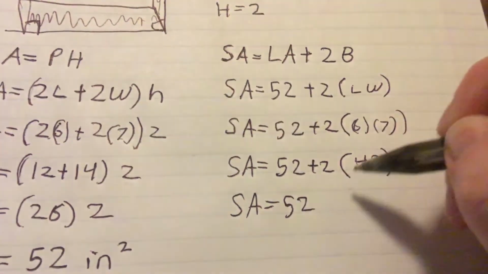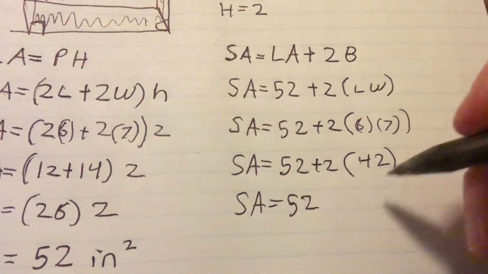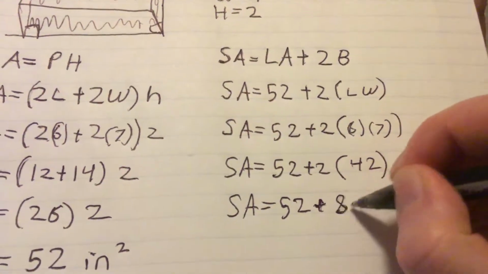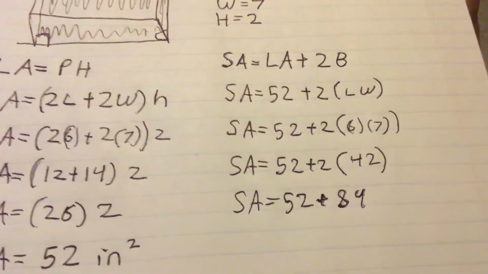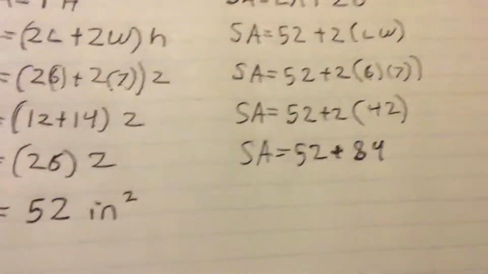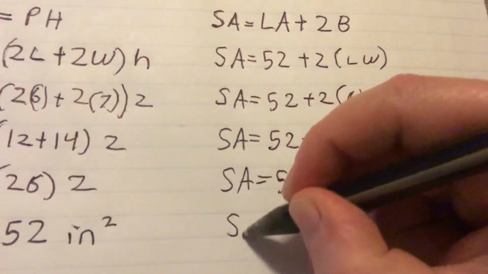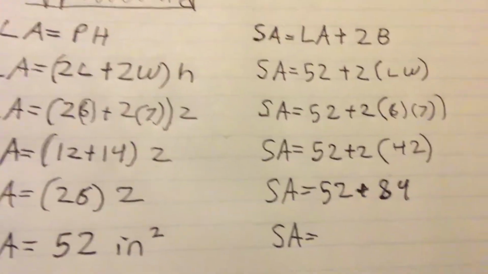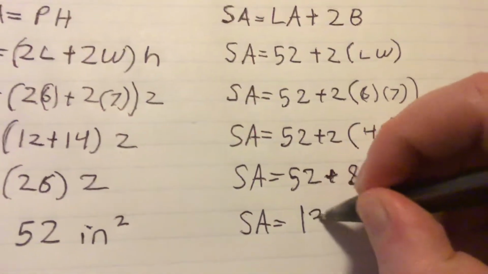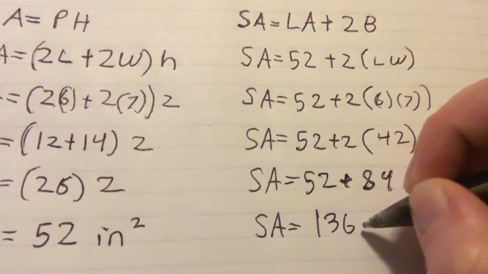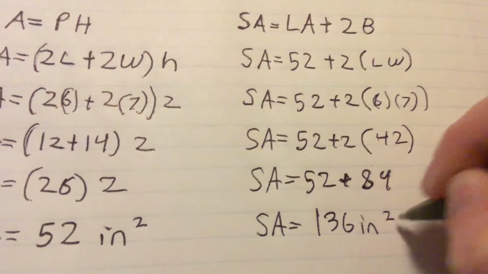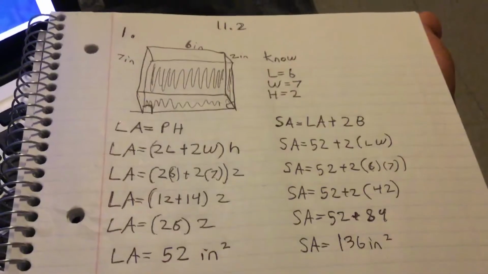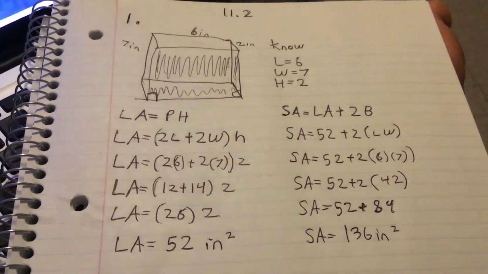Down to our next step. Okay, now we can finally get rid of this 2. So that turns into 84. Okay, now we're down to just adding. So your last step, and I believe that equals 136 inches squared. And that is how to do the problem for number 1.